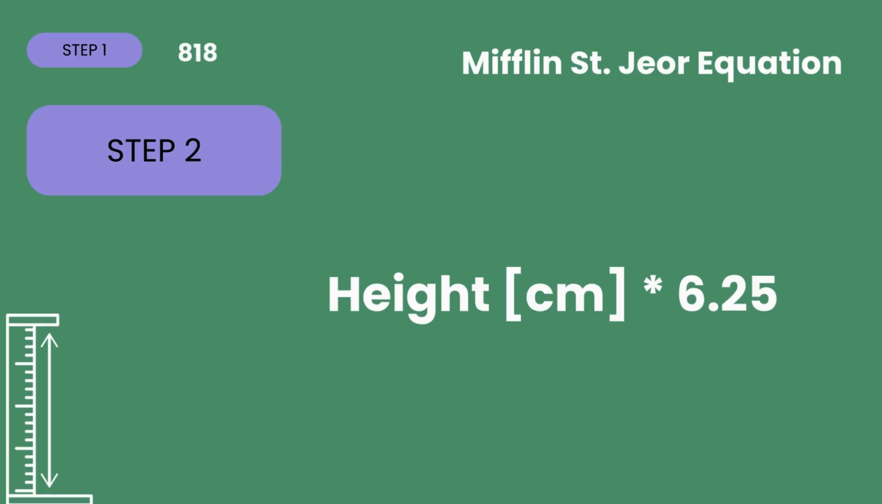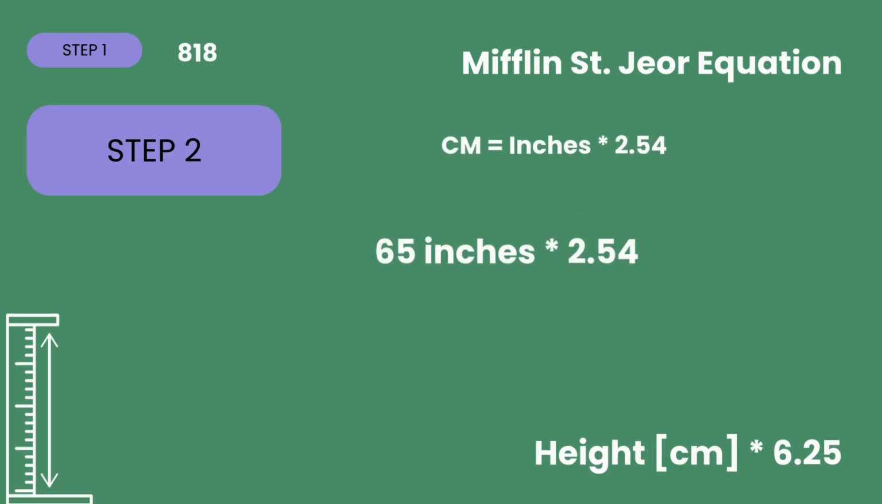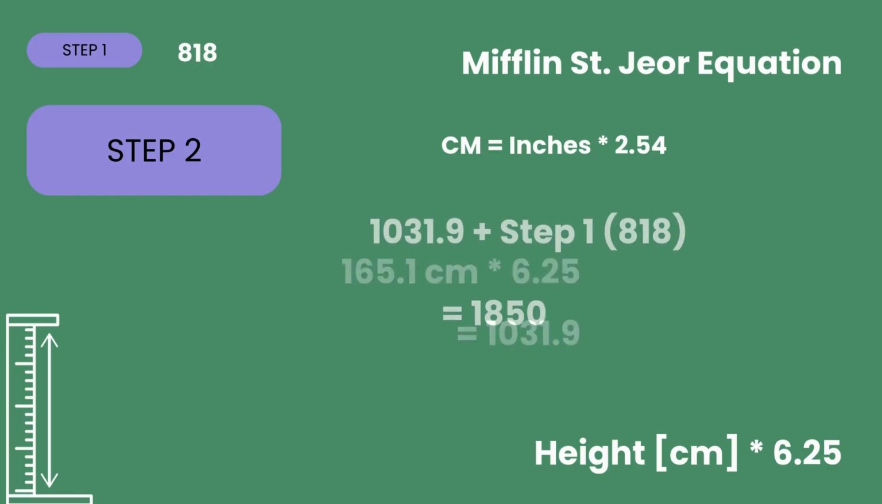Next, we take a person's height in centimeters and multiply it by 6.25. You can find the conversion from inches to centimeters if you are an American user. If you are 65 inches tall, 5 feet 5 inches, you would take the total inches and multiply by 2.54. So our patient who is 65 inches tall would be 165.1 centimeters tall. You then multiply how tall you are in centimeters by 6.25, giving us the value 1031.9. Add that to the first calculation we made, which came out to 818, and so far we have 1850 when rounded.